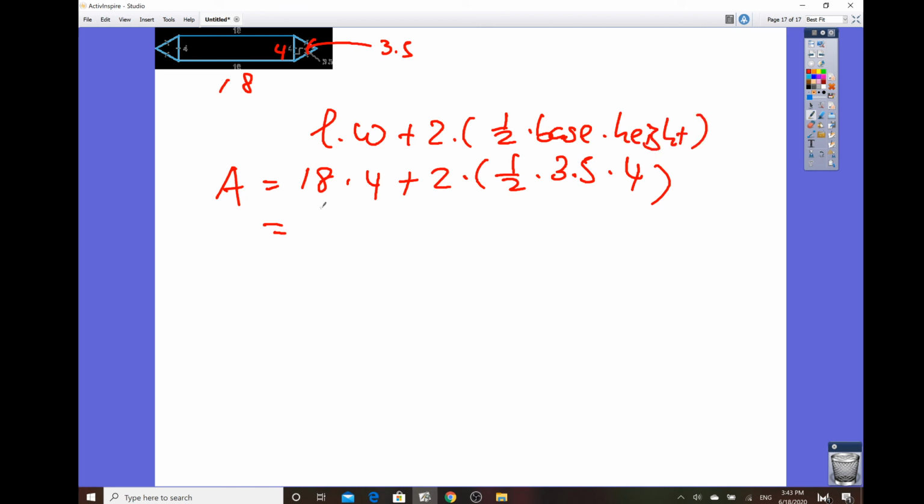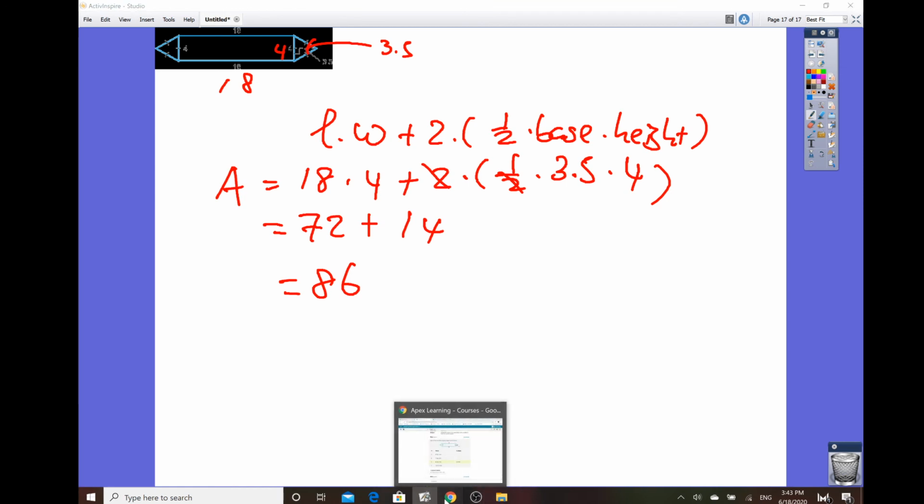So 18 times 4, which is what, 72. And then 2 and 1/2 got cross canceled. 3.5 times 4, so 3.5. So just like what? 7 times 2, which is what? 14. 72 plus 14, so we do have 86. So it's exactly 86 square units.